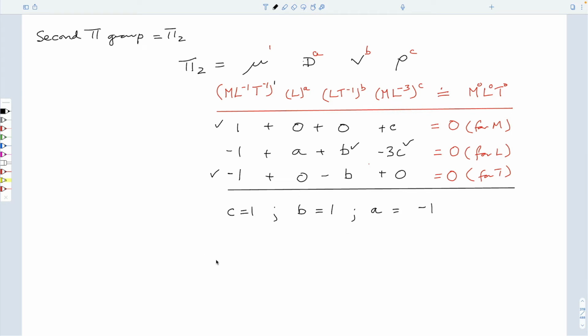And so we can write our second pi group, pi 2, is equal to viscosity to the power 1, diameter to the power A, velocity to the power B, and density to the power C. And if we write it out in a more familiar way, we have mu v rho.